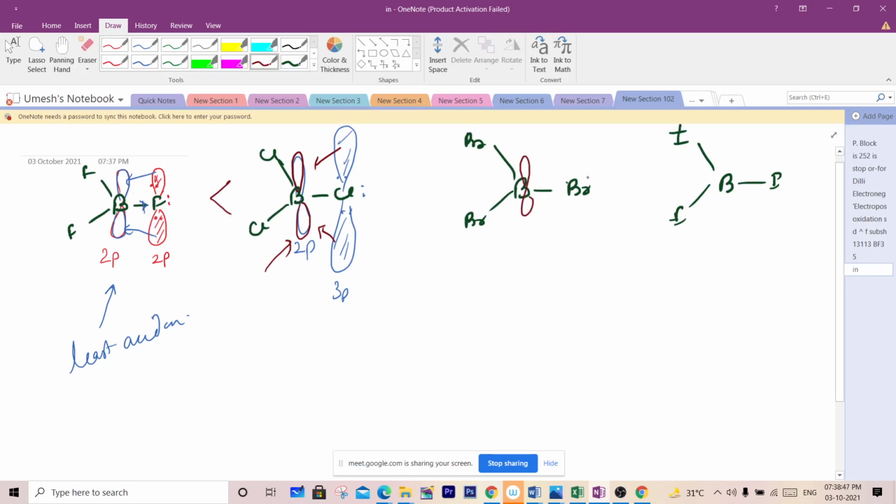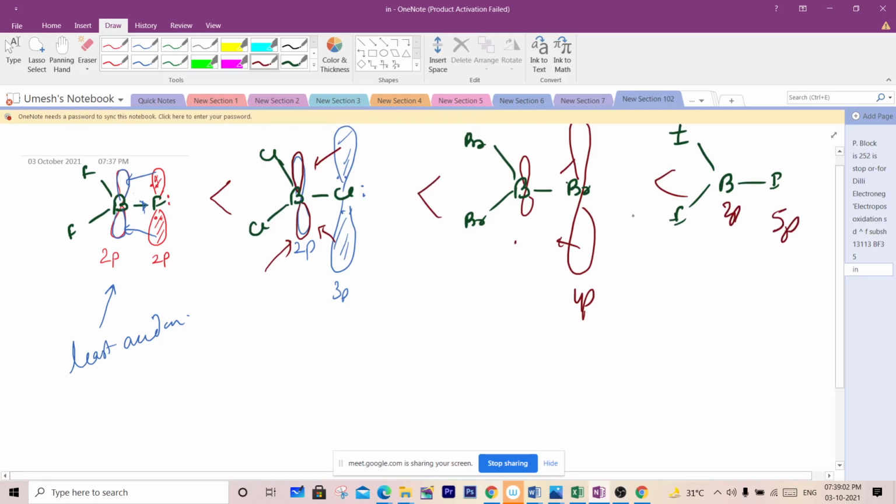Here in case of the boron, this is of the 3p, 4p energy level. More difference, less effective. So it is now more acidic. And here we have a 2p and here we have 5p. Greater the difference in the energy level, less effective is the back bonding.